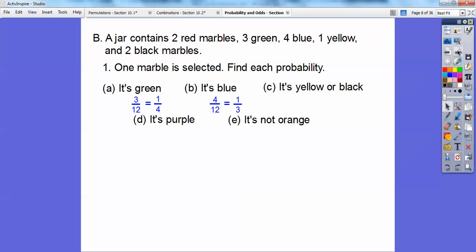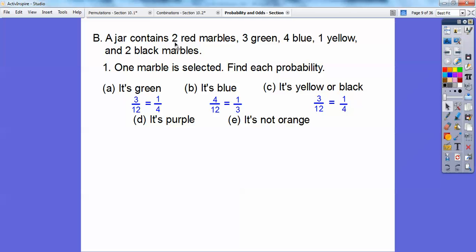Okay, it's yellow or black. So you have to count up the yellow. Or means I add in math. Or means add. So 1 yellow and 2 black. I'm going to add 1 plus 2 is 3. 3/12 is 1/4.